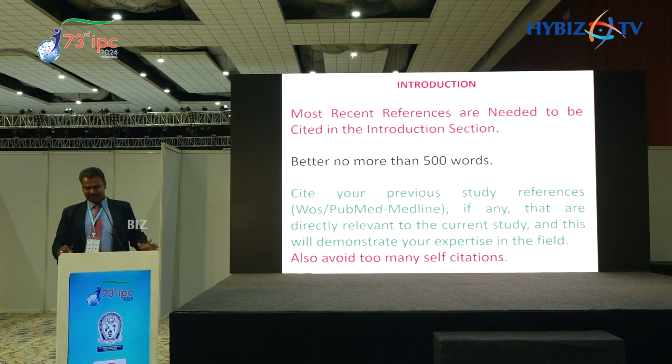That is a self-citation. And 20% of self-citations are allowed. For example, your manuscript has 50 references. 10% means 5 references. 20% means, accordingly you can calculate, 10 references. Okay? So don't cite more than 20% of your own references, although it is relevant.